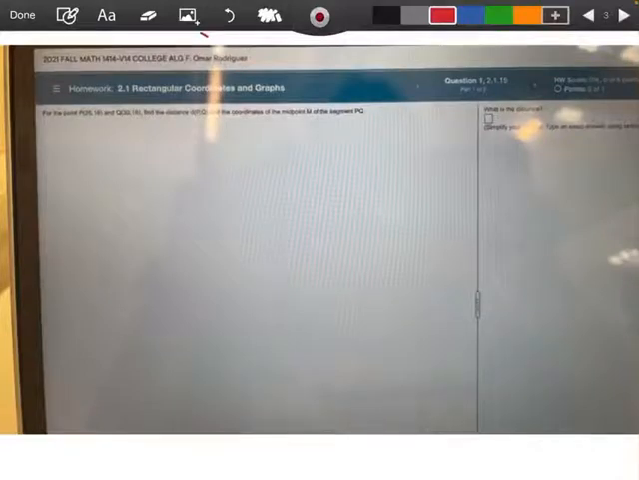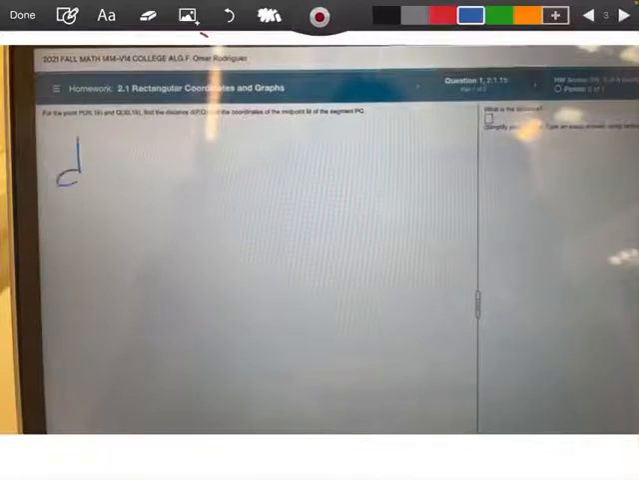All right, so guys, let's see. The problem here says for the point (25, 16) and the second point (30, 19), let's find the distance and we're going to find the coordinates of the midpoint. Okay, so let's go ahead and find the distance.